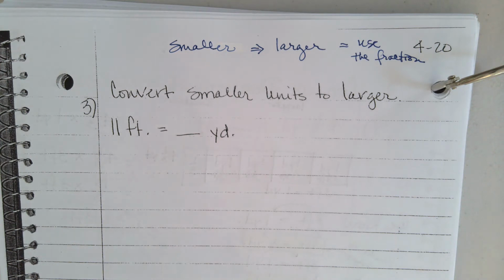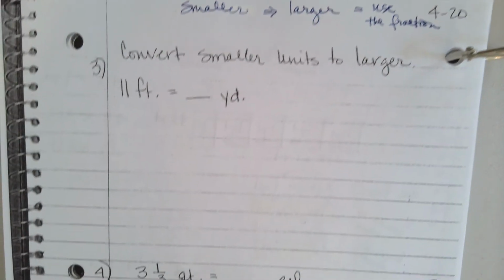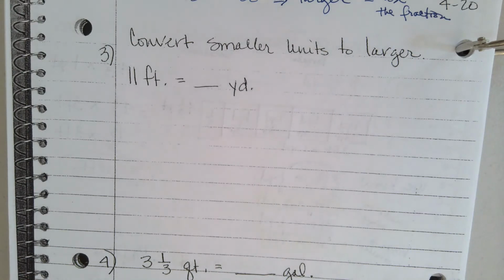What's the difference? This one gives us the measurement in smaller units and wants the amount in larger units, right? So this one goes from smaller units to larger units, such as the ones we did in the previous lesson. Okay, so what fraction of 1 yard is 1 foot?